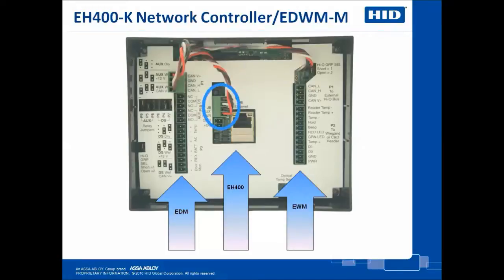Circled here is the Hi/O bus on the EH400 controller. Already plugged into it is the EDM on the left. If we follow the bus, we can see that plugged into the EDM is the EWM. There is nothing plugged into the Hi/O bus of the EWM. This connector would provide for any additional Hi/O modules to be added. Here you can see the specifications of the Hi/O bus, which again is appropriate for the area around a single door.